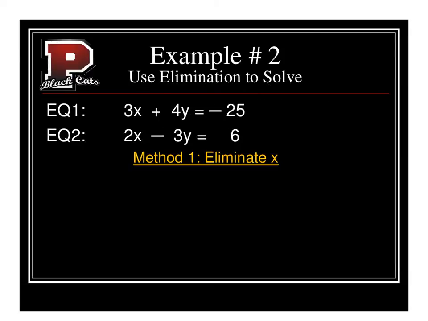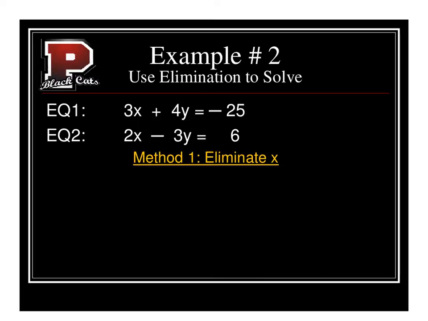Our first method, we're going to eliminate the x from the equations. To eliminate the x, first of all, it's going to be really hard to use substitution because neither one of the x coefficients is a 1 or a negative 1. And we can't just directly add or subtract them because we have a 3 and a 2. They don't have the same number. We either have to add, same number, opposite sign, or subtract, same number, same sign.